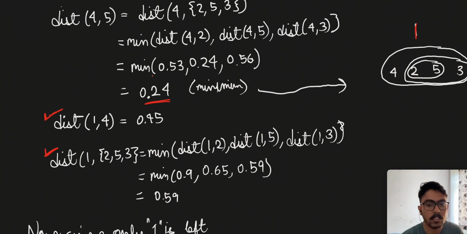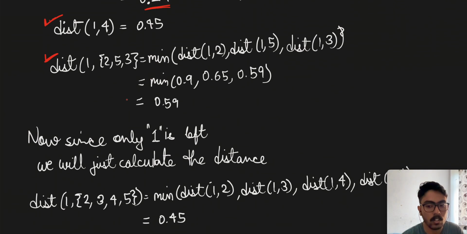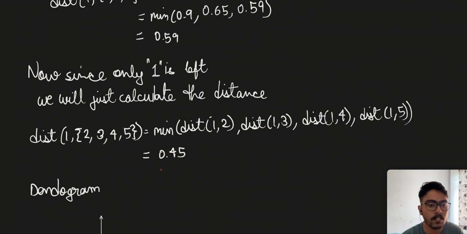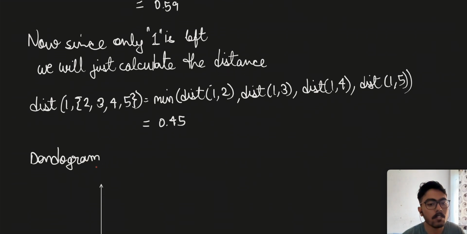Now once 4 is also clustered in, only 1 is left, right? So we need not compare any more distances, we can just club this one into the cluster. So again we will do the same thing, min of distance 1 comma 2, 1 comma 3, 1 comma 4, 1 comma 5, which is 4.45.